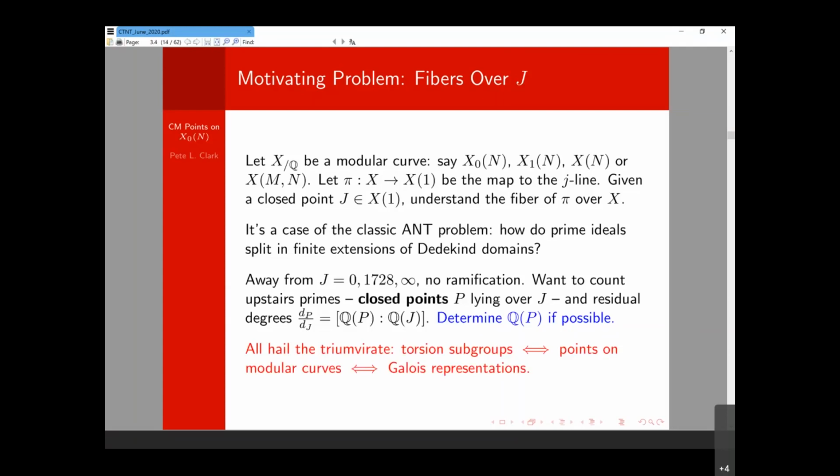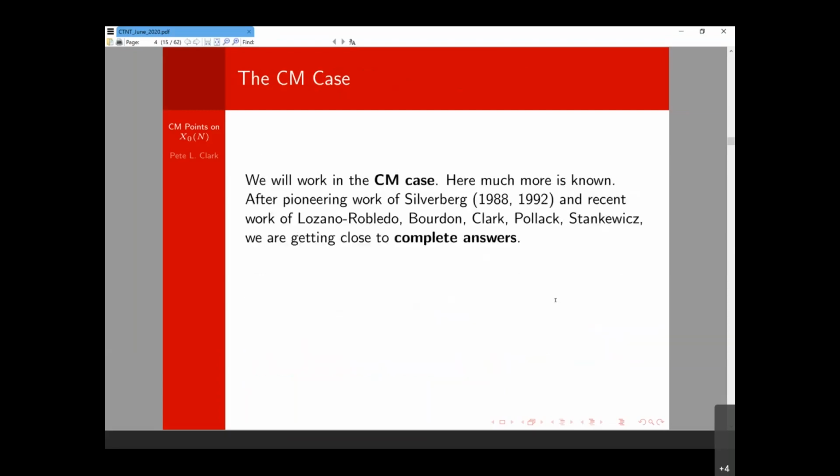Okay, so that's a second way of getting at this basic problem, and this is a relatively short talk for me, so I just want to pay some lip service to the fact that whenever you study these sorts of things, there's this beautiful triple intersection among torsion subgroups of elliptic curves over number fields, which we saw, points on modular curves, which we saw, and Galois representations on elliptic curves, which we are not seeing today, although it's certainly very important. Okay, so again, I really want to work in the CM case, which simplifies things considerably.